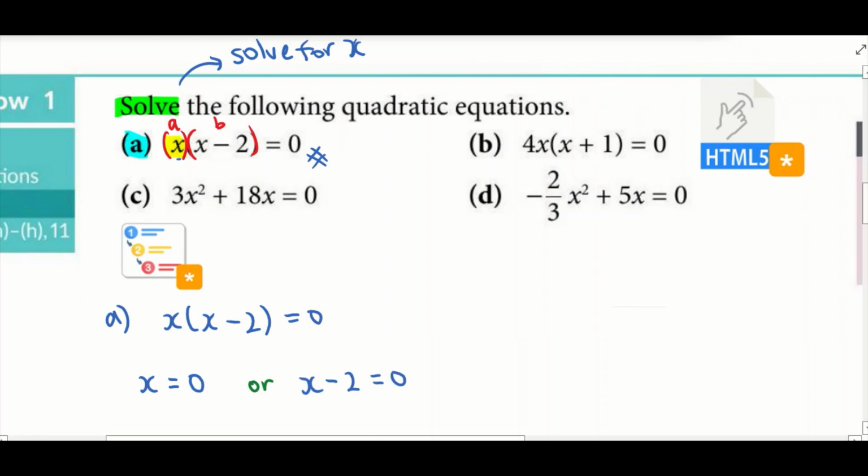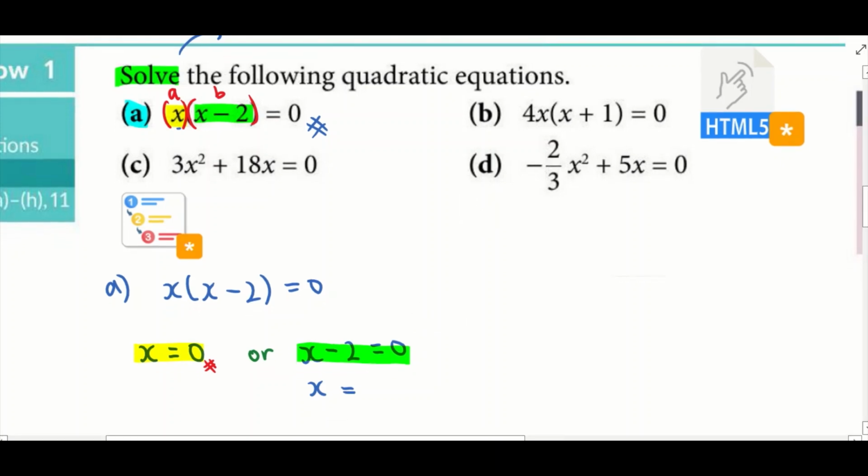x times (x minus 2) equals to 0. By zero product rule, I can conclude x is 0 or x minus 2 equals to 0. I found one answer, which is x can be 0. The other one, I need to continue to find the value of x. x equals to 2. That is the answer. So I have two possibilities, and you need to write x equals to 0 or x equals to 2.